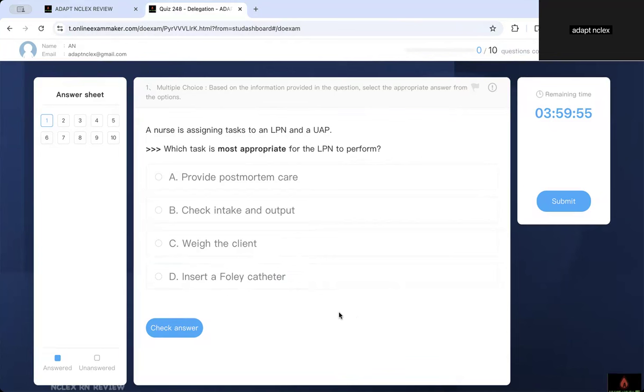First question. What do you think? Which task is most appropriate for the LPN to perform? A nurse is assigning tasks to the LPN and a UAP. Which task is most appropriate? I'm going to give you some quick information to use to answer these kinds of questions. There's a strategy you can use to make sure you master that.